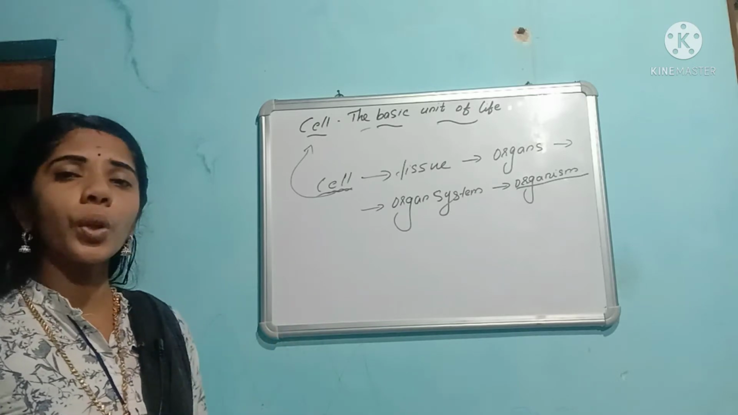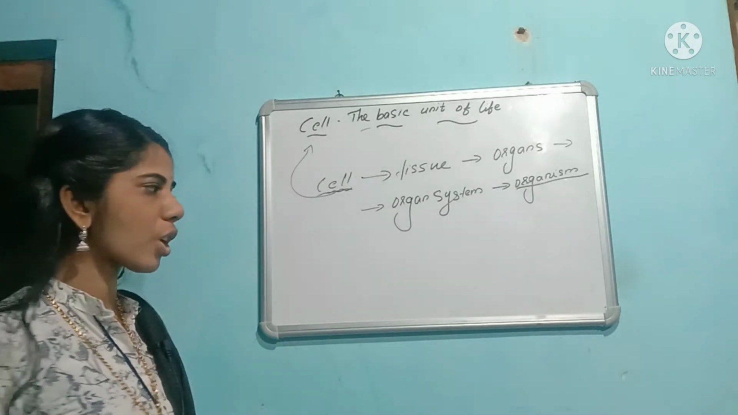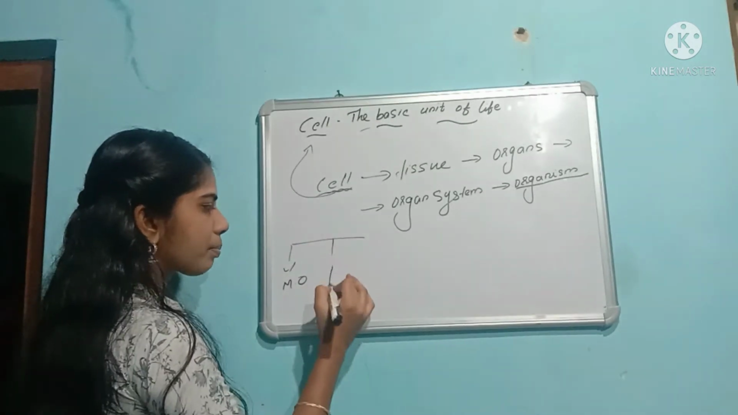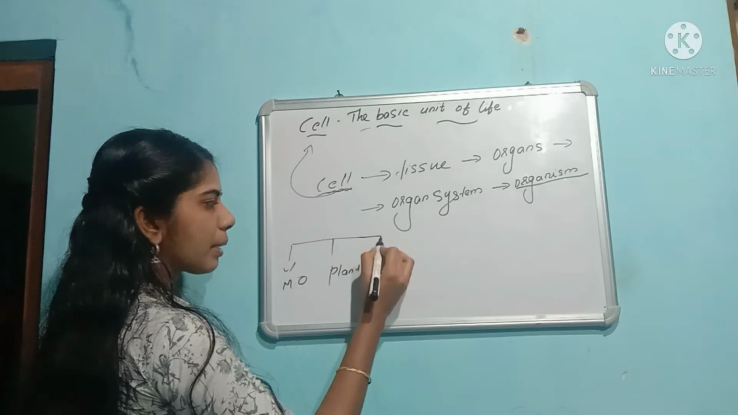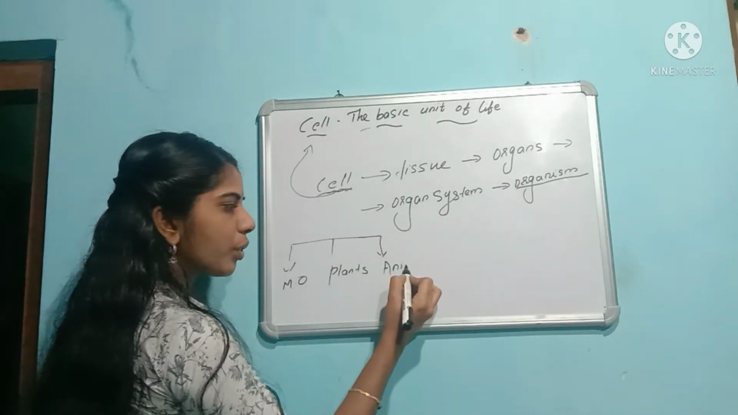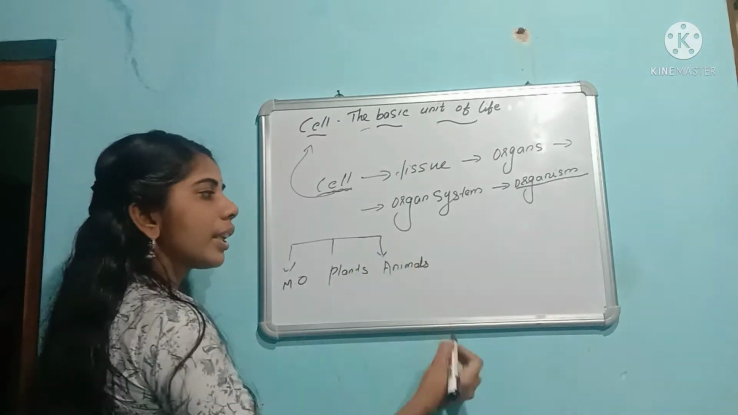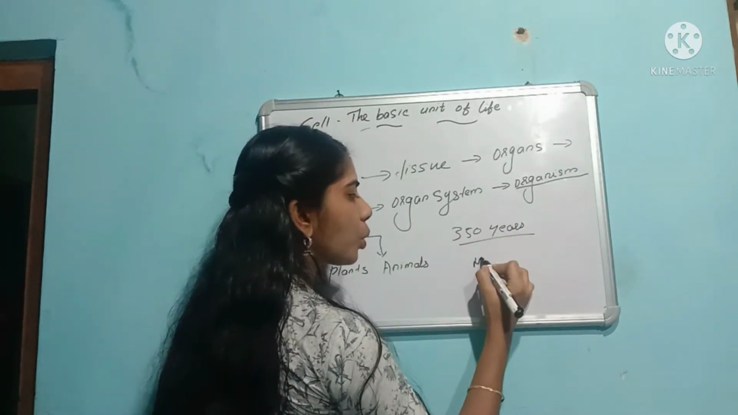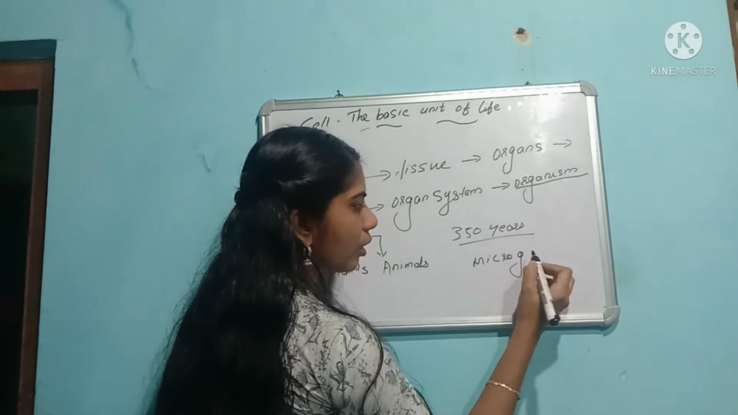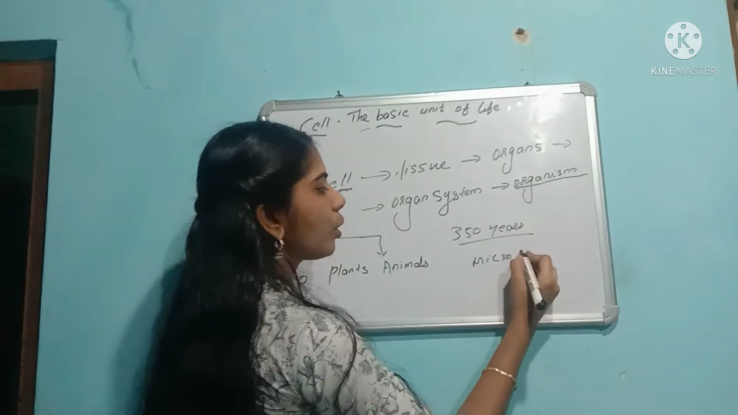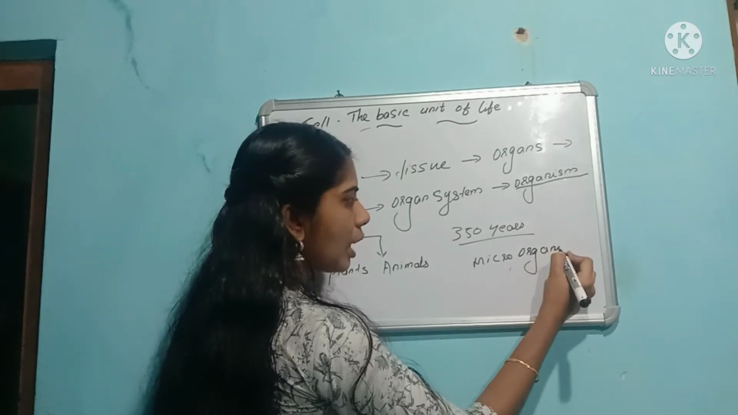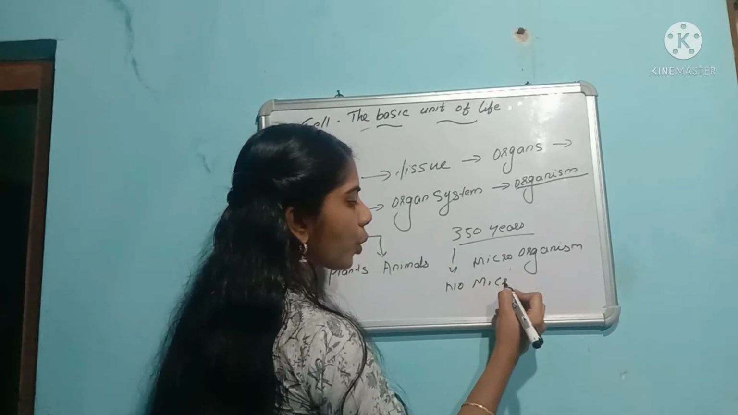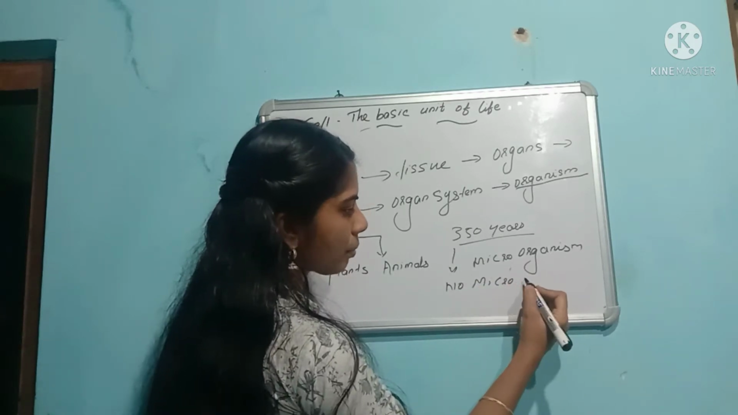So we know the organisms which are present in our surroundings. They are mainly of three types: microorganisms, plants and animals. We know about all these things, but 350 years before, we did not have any idea about microorganisms. Why? Because at that time there was no microscope, which we require for observing microorganisms.